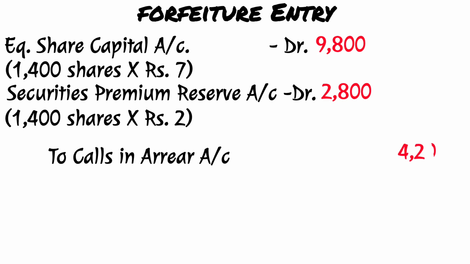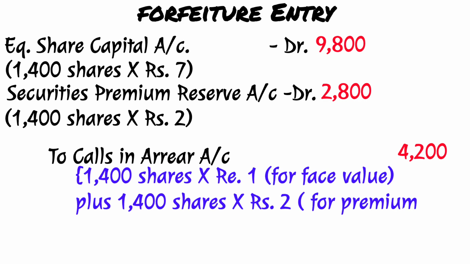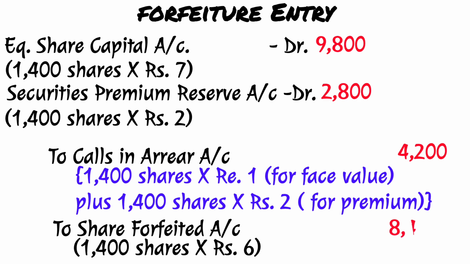Calls in arrears, which we calculated just now, was rupees 4,200. This is the amount not paid by the shareholder, which we calculated in the previous slide. And then we write share forfeited account. This is the amount already paid by the shareholder to the company. He has already paid at the rate of rupees 6 each on his shares, that is rupees 8,400.